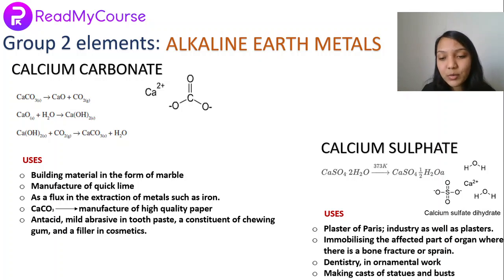And it is immobilizing the affected part of an organ where there is a bone fracture or sprain. So when an organ is affected, that is, it has a bone fracture or sprain, calcium sulfate is used for immobilizing the affected part, fine. And it is used in dentistry, in ornamental work as well, fine. And it is used for making casts of statues and busts, fine. This is about calcium sulfate. So these are about the compounds of calcium, how they are used, their variety of applications as well, fine.